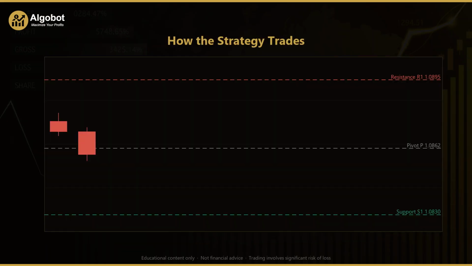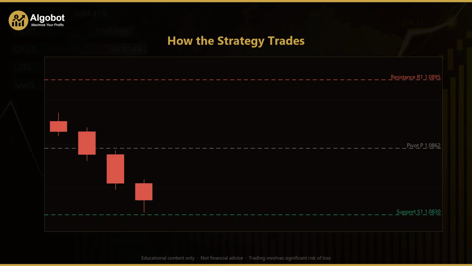On screen, you can see a candlestick sequence with 3 horizontal reference lines from the strategy's pivot framework. Near the top sits resistance R1 at 1.0895. In the middle is the central pivot P at 1.0862. And along the bottom runs support S1 at 1.0830. These 3 levels are calculated from the recent 20-bar window, and they frame everything the strategy is about to do. Watch the opening candles.